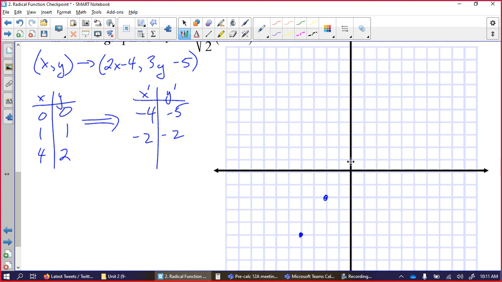Our original graph goes over 1, up 1. Up 3, over 2. We're going to look at that here in a minute. 2 fours are 8. 8 minus 4 is 4. 6 that is a 1.